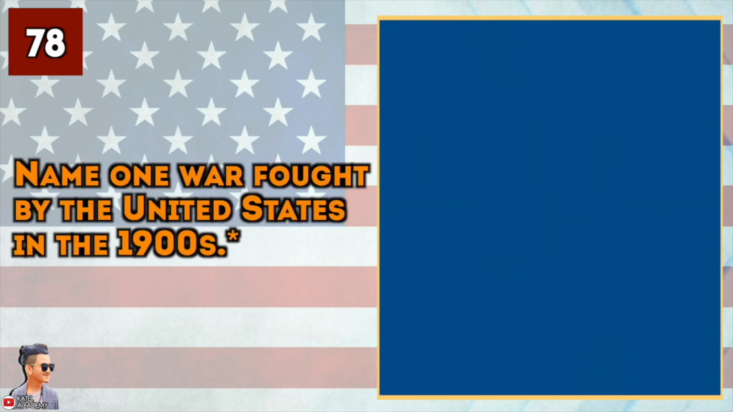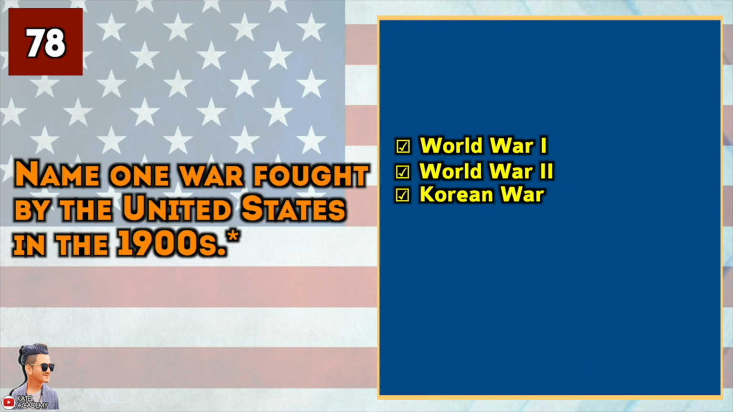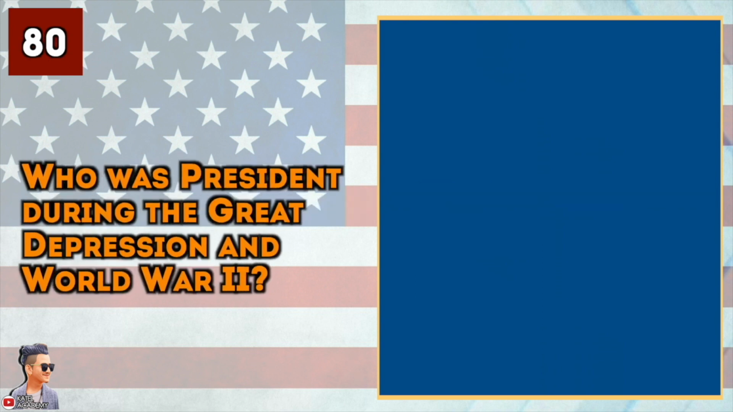Name one war fought by the United States in the 1900s. World War I. World War II. Korean War. Vietnam War. Persian Gulf War. Who was president during World War I? Woodrow Wilson. Who was president during the Great Depression and World War II? Franklin Roosevelt.